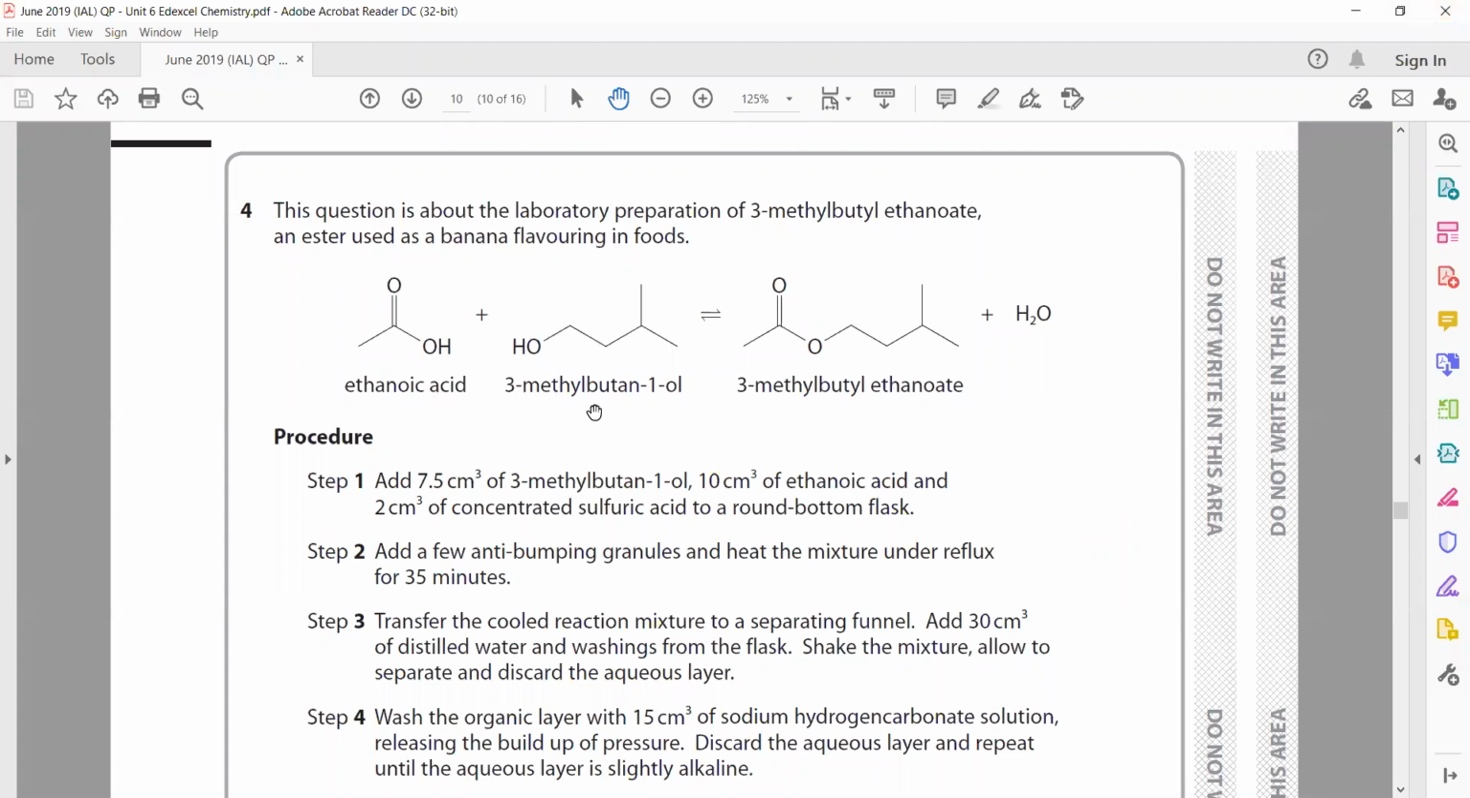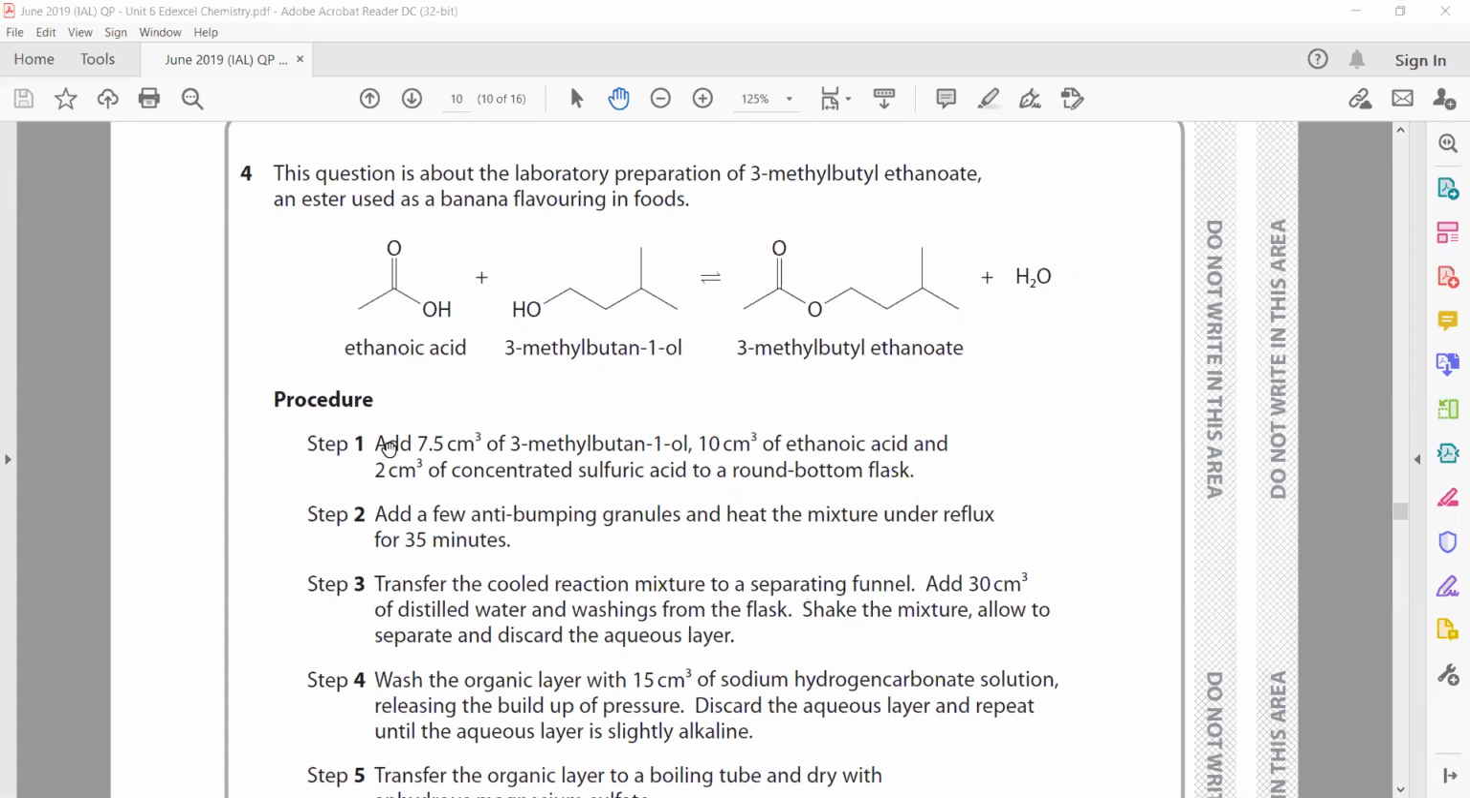Ethanoic acid reacted with 3-methyl butane-1-ol results in the formation of ester plus water. The reaction is reversible. The ester can also hydrolyze to form alcohol and carboxylic acid. So in step 1, we add 7.5 cm³ of the alcohol to 10 cm³ of ethanoic acid and 2 cm³ of concentrated sulfuric acid in a round bottom flask.